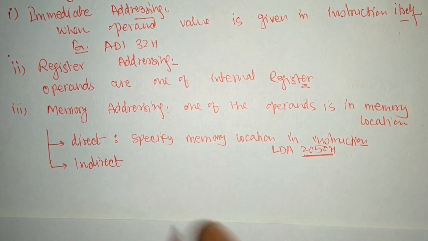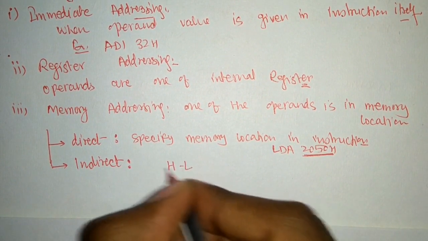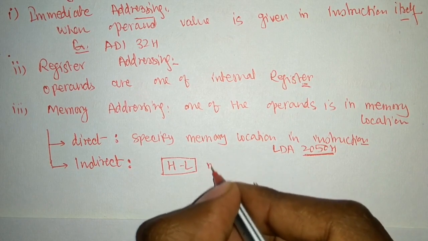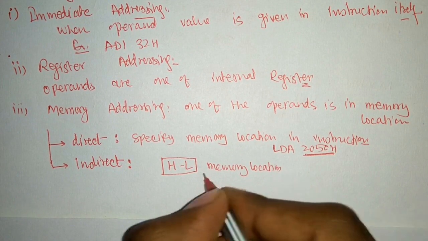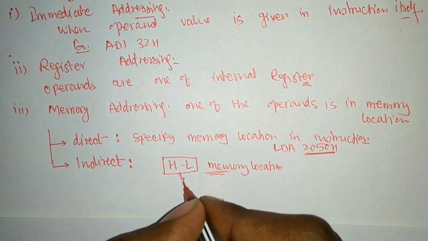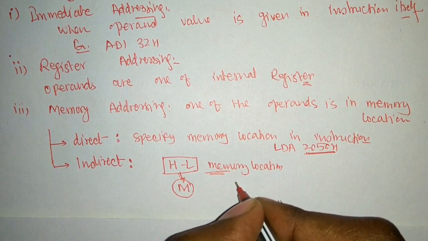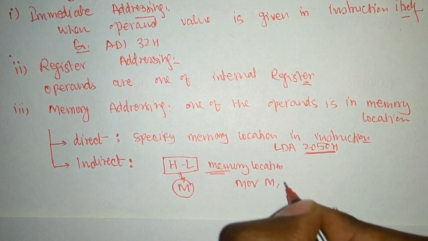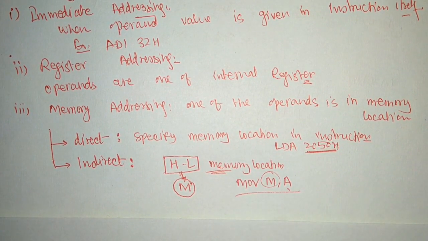Indirect addressing is, as I told you initially, where the HL register pair can be used to describe the memory location. If I use the HL pair, I will represent it with M. So I can simply say here: move the memory location to A. That is also a type of memory addressing, but it is indirect memory addressing.